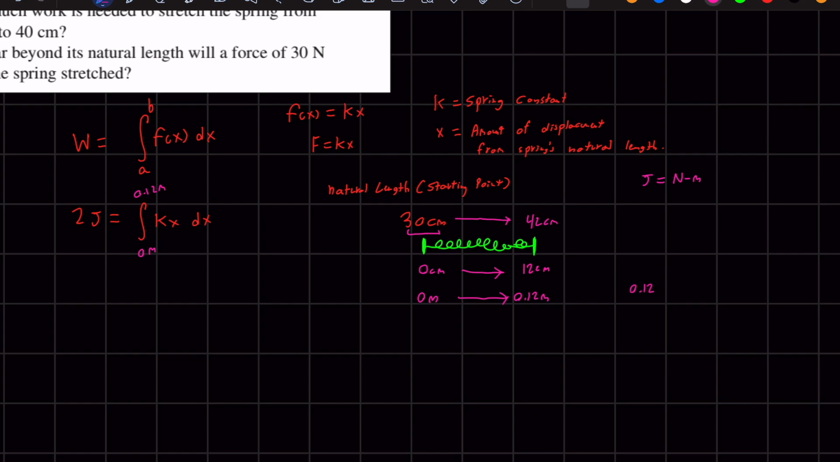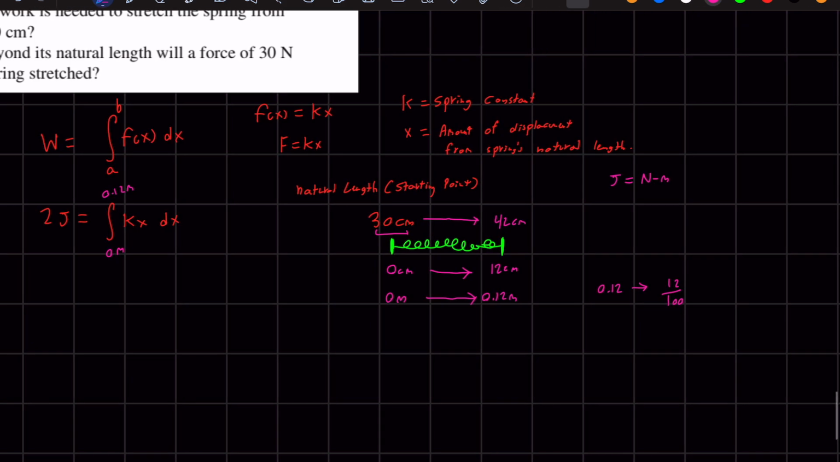You don't have to do this, but this is what I would do. I would go from 0.12 and change that to 12 over 100. That's the same thing. Now, if you divide it by 2, you get 6 over 50. Divide it by 2 one more time, you get 3 over 25. So this is 3 over 25 meters. So I'm going to use that instead.